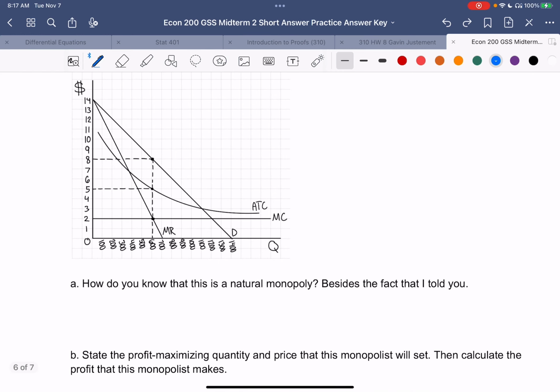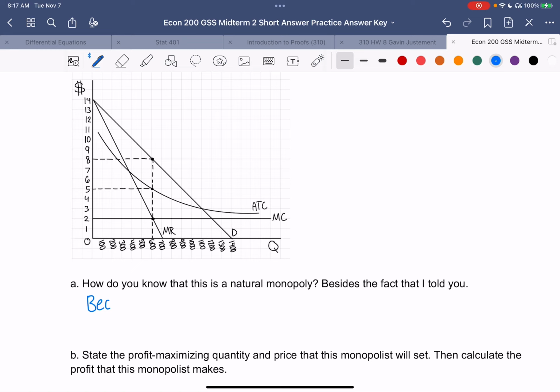Natural monopolies, you can think of them as having very high fixed costs. We see that the average total cost starts off relatively high, but then as you increase the quantity, the average total cost plummets. That would be indicating that we have very high fixed costs.